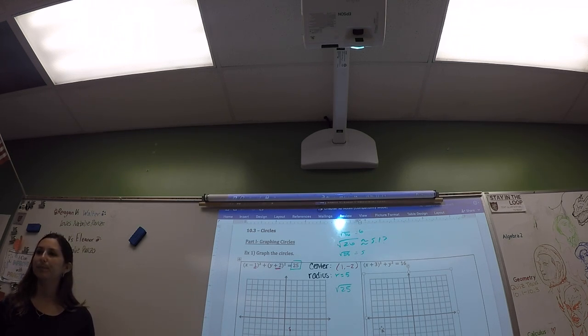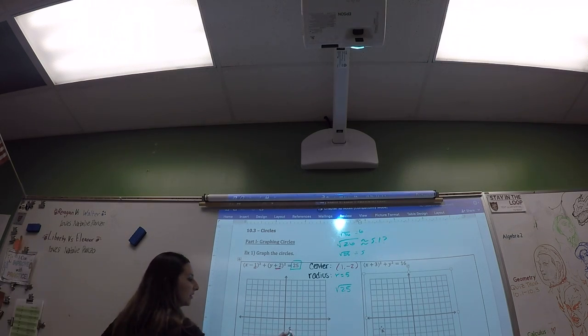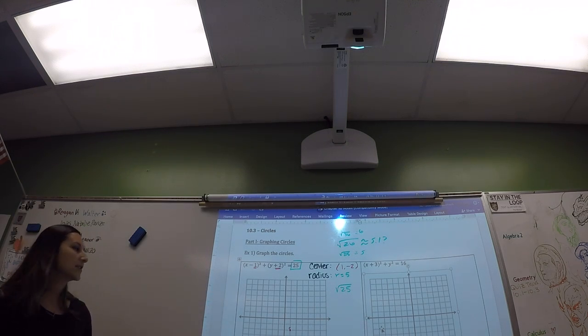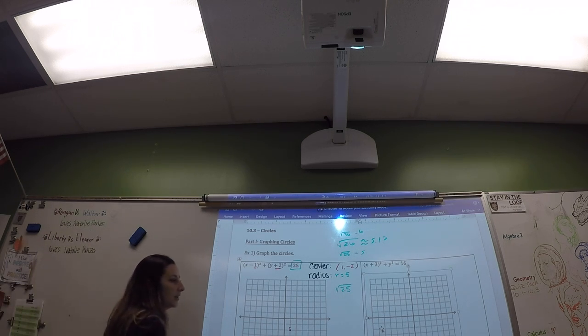Is it going to be a big C? How big do I need to make my graph? Well, the radius is 5, so if the center is at -2 and we walk out 5, that's going to bring us to the farthest point at -7. So your graph needs to go at least to -7. This is a 7x7 graph, and it's going to fit.